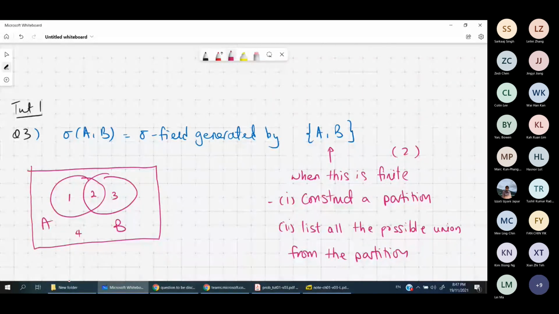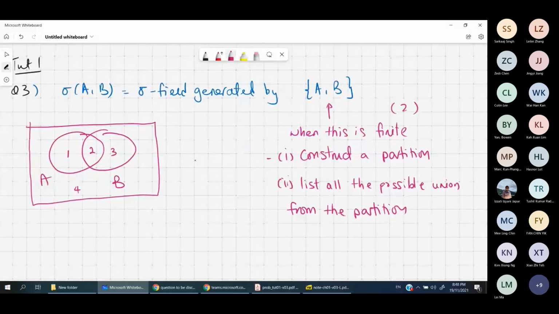You can see these 4 are disjoint. So set 1, set 2, set 3, and set 4 form a partition. You can see it actually covers everything. So we can set A1 to be what is in A but not in B, or totally, you can say this is A intersect with the complement of B.